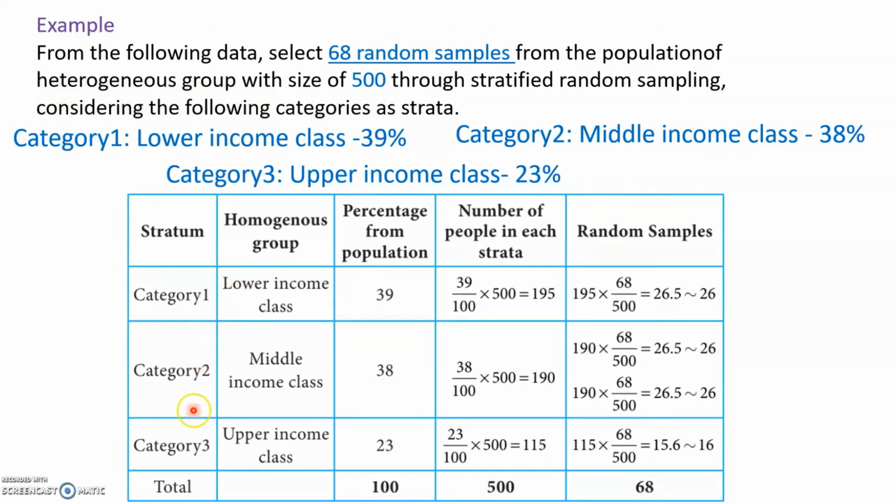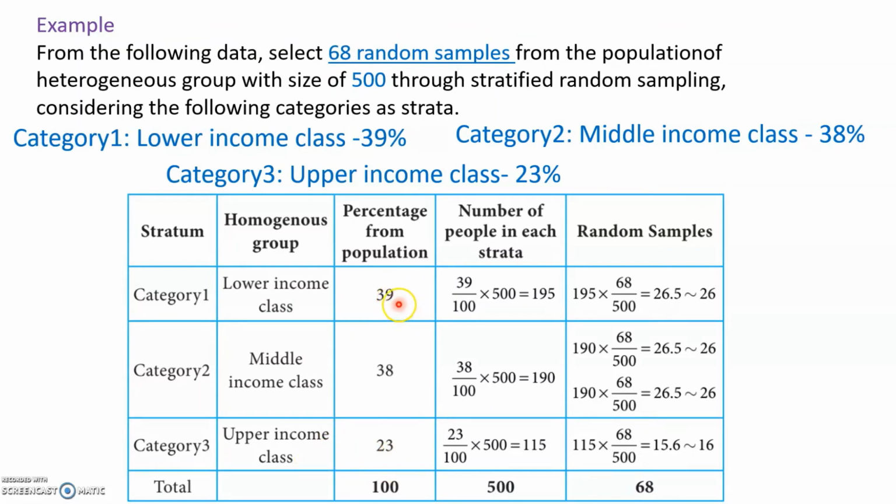So I have put the three categories here. These are our strata, and each of them is a homogeneous group. The population is heterogeneous, but we have classified them into three homogeneous groups. The first is lower income class, the second is middle income class, the third is upper income class. And we know from the given information that 39% of the population are from lower income class, 38% are from middle income class, and 23% are from upper income class.